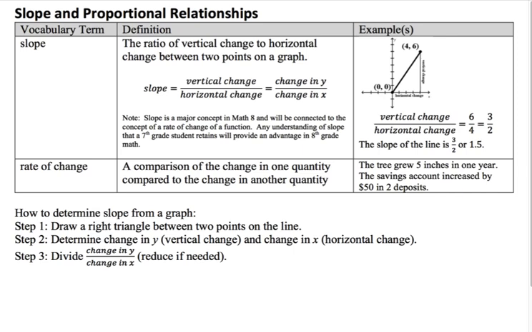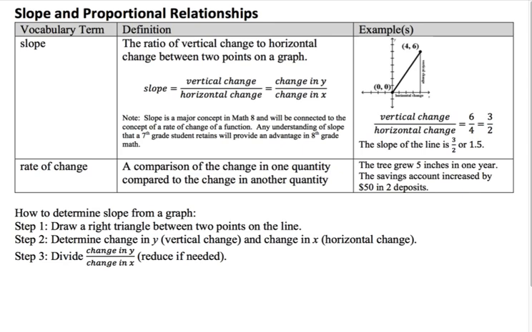All right, vocabulary here. Slope is the ratio of vertical change to horizontal change between 2 points on a graph. And note, slope is a major concept in Math 8 and will be connected to the concept of rate of change of a function. Any understanding of slope that a 7th grade student retains will provide an advantage in 8th grade math. My 8th graders are actually learning about slope right now, at the same time as you guys. They're going into it in more detail.